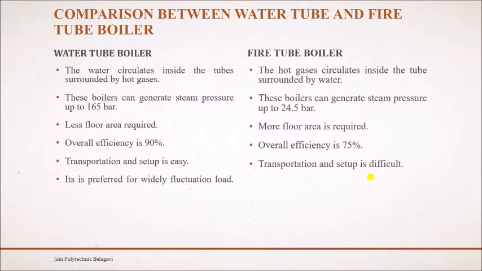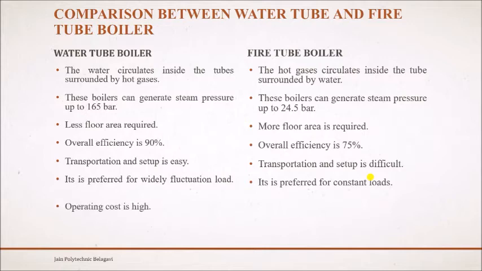Water tube boilers are preferred for widely fluctuating loads. If there is a very high fluctuating load, where you want to increase or decrease the pressure from a higher point to a lower point, that can be easily handled in water tube boilers. Fire tube boilers are preferred for constant load. If you want a constant load or constant pressure to be generated from the boiler, that time we use fire tube boilers.